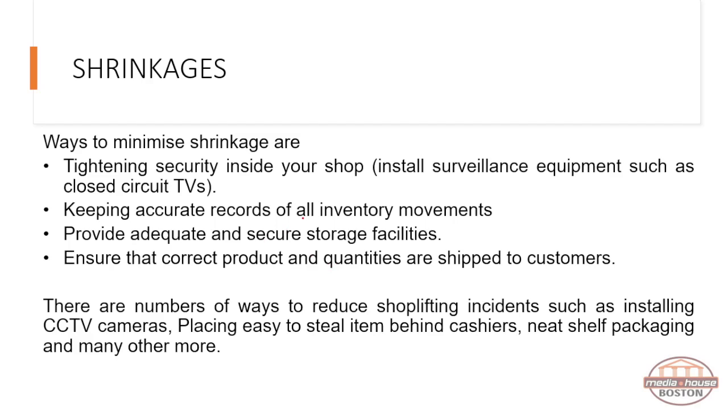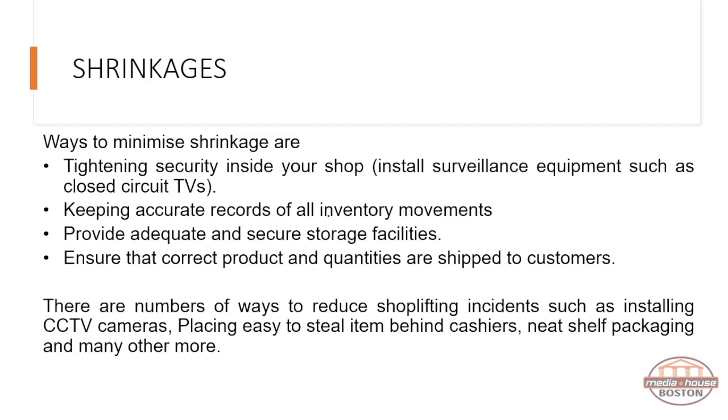Keep accurate records of all inventory movement. So whenever inventory gets moved from one place to another, you will track it, to say that on our system it shows that this inventory was moved from this point to this bin. So you need to keep track of every movement of inventory within the company. Provide adequate and secure storage facilities. So this is one of the methods you can use to minimize shrinkage.